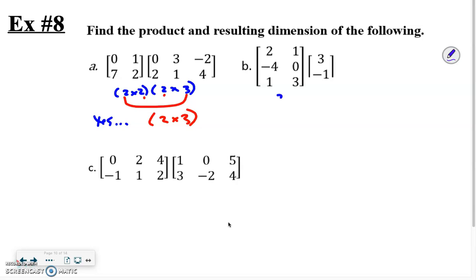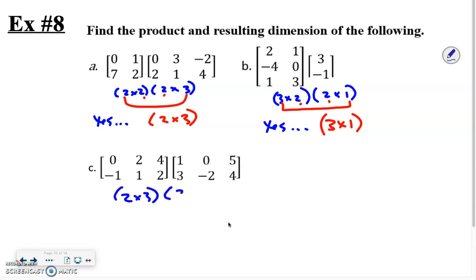Okay, same thing in part B. Here we have a 3 by 2 matrix times a 2 by 1 matrix. So first up, yes, we can do this because the middle terms match. And furthermore, we can see that we're creating a 3 by 1 matrix. All right, lastly, in part C, we have a 2 by 3 times another 2 by 3. So in looking at the middle terms, unfortunately, they don't match. So no, we cannot multiply these matrices together. And since we can't multiply the matrices together, there is no resulting order or anything like that.